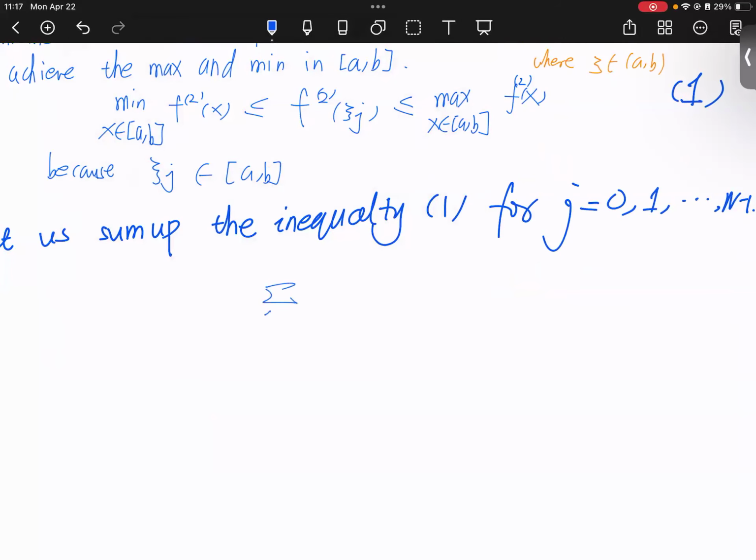Summing up, j equals 0 to n minus 1, of f second derivative at Cj. For the right hand side, we still have the maximum, and the maximum does not change because that is the only maximum we have. It is unique. The second derivative maximum on the interval is unique, but if we sum them up, we have n maximums here.